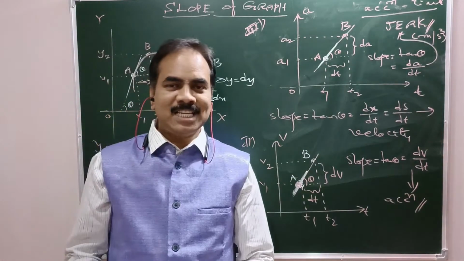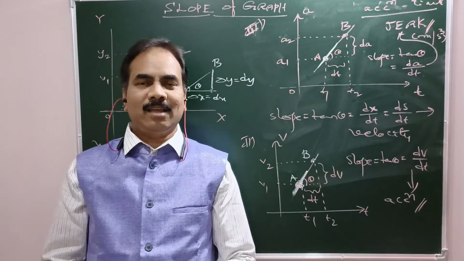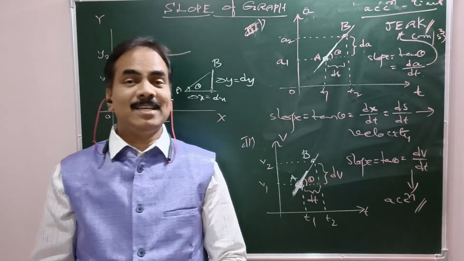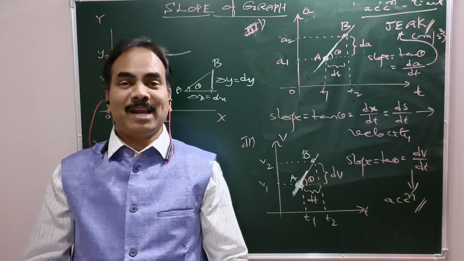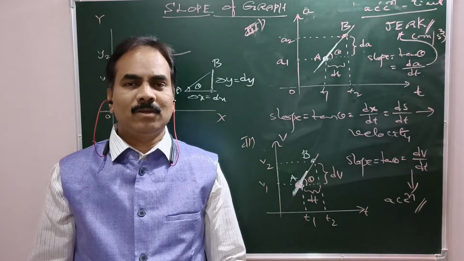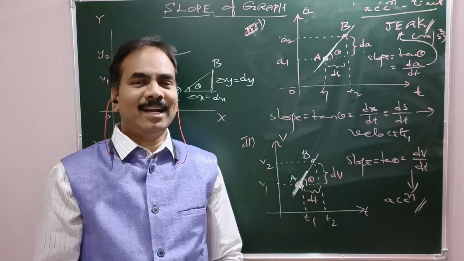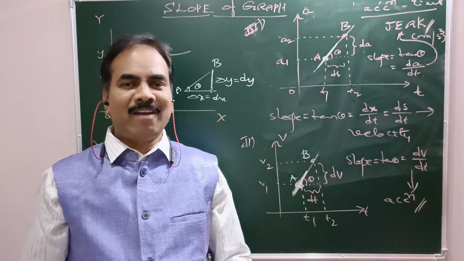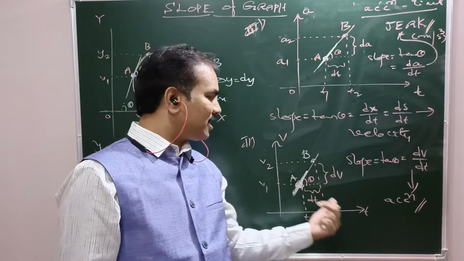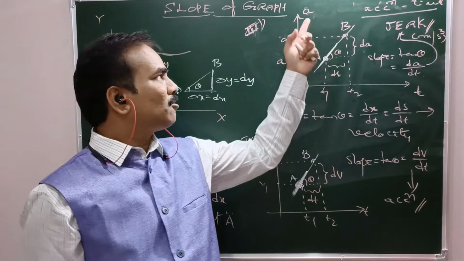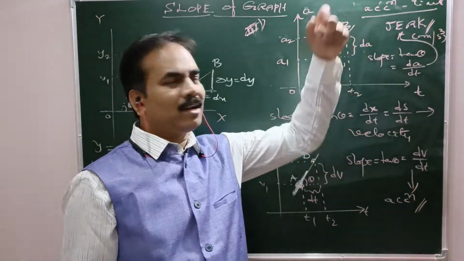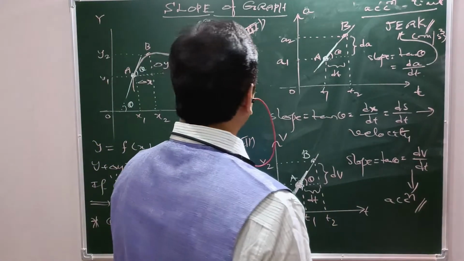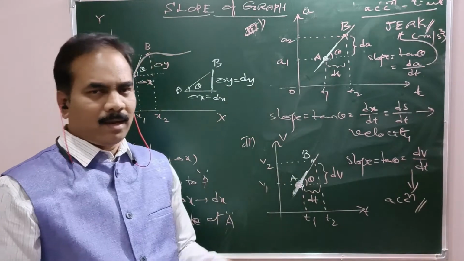If any quantity y changes with respect to another quantity x, if x is taken along the x-axis and y is taken along the y-axis, then dy by dx is known as the slope of the graph. Usually that is tan of theta, where theta is the slope angle. Similarly, the slope of the displacement versus time graph is velocity. The slope of the velocity versus time graph is acceleration. Similarly, the slope of acceleration versus time is jerk. Right? Okay. Now, let us see the nature of slope in the next diagrams.